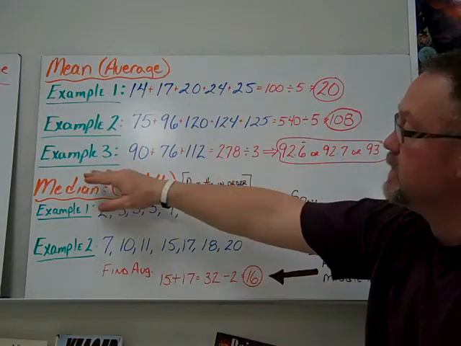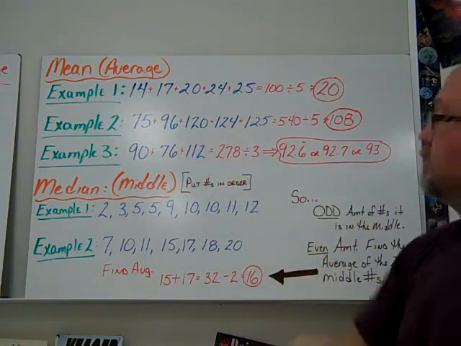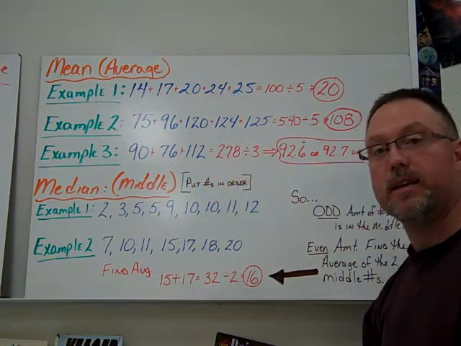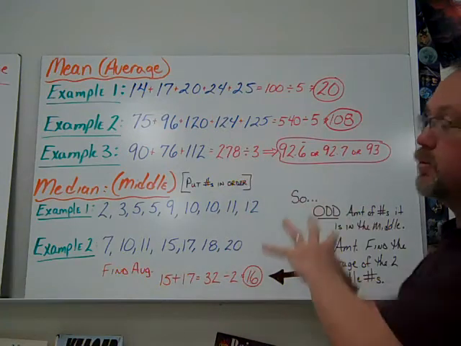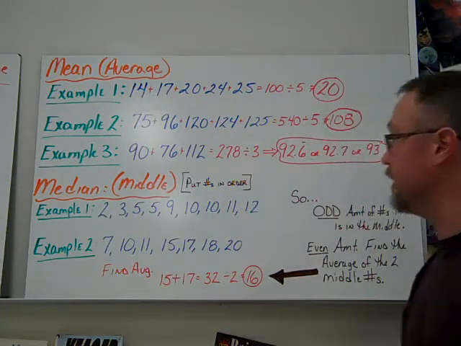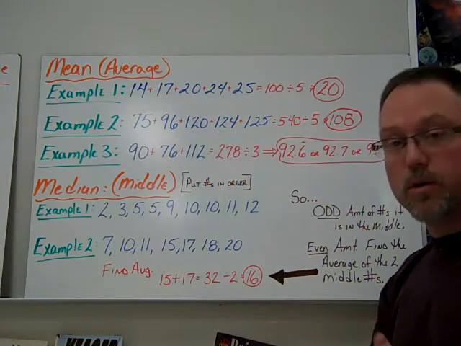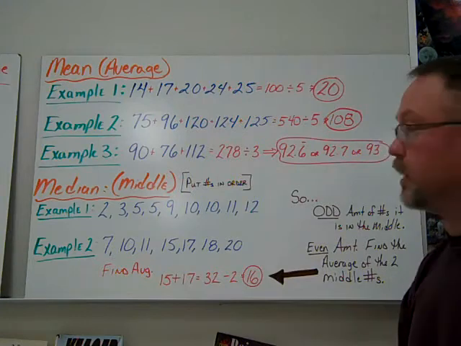Our last example, number 3, again, we have only 3 numbers in this case. It adds up to be 278. We divide that by 3. This one does not come out even, so you have a couple choices depending on the directions. They can say round to the nearest tenth, round to the nearest whole number, or if it's a repeating decimal, set it up as that.